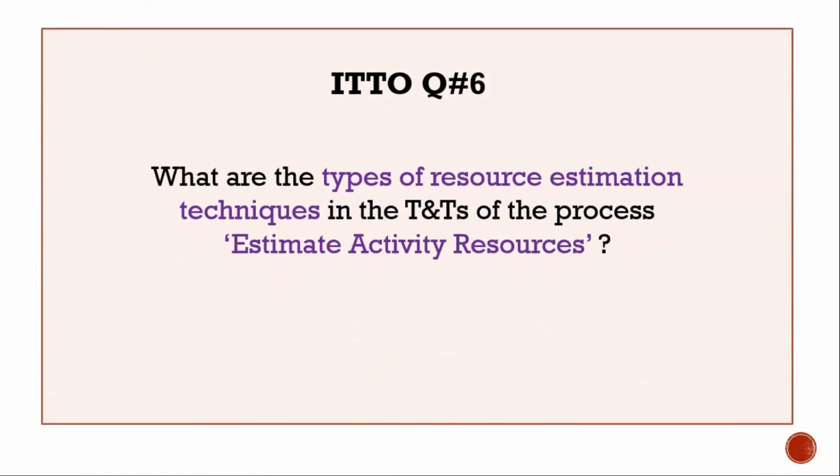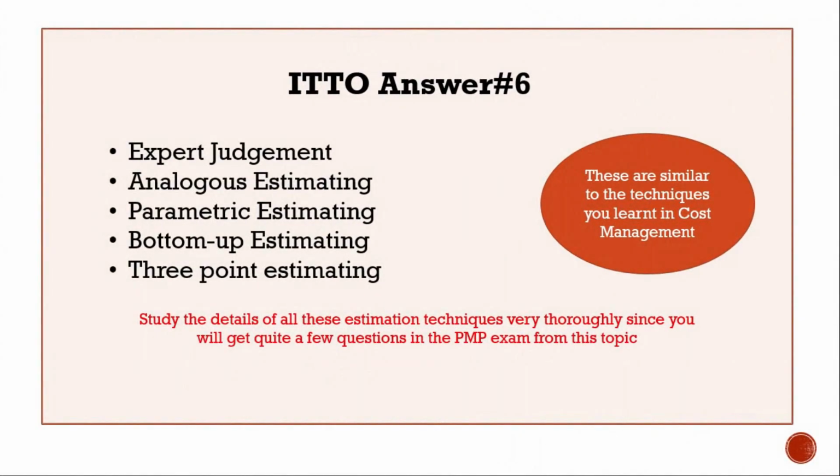ITTO question number 6. What are the types of resource estimation techniques in the tools and techniques of the process estimate activity resources? Answer: expert judgment, analogous estimating, parametric estimating, bottoms-up estimating, and three-point estimating. These are the similar techniques which you have already learned in your cost management. Okay, so check the slide for more details.